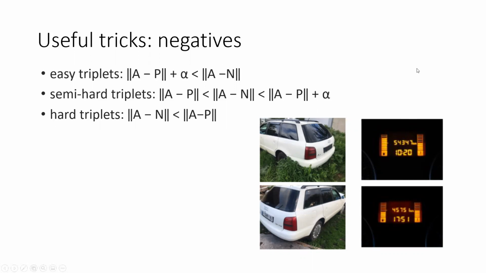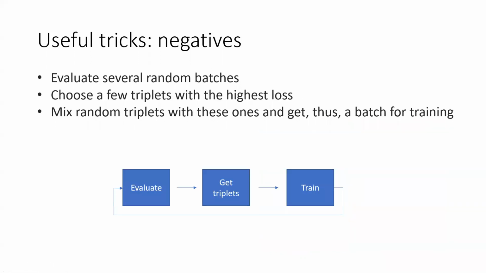And to do something about it, we can evaluate several random batches of triplets. So we can find the triplets with the highest loss, and then we can train on these triplets with the addition of random triplets. This makes us not only train on the hardest examples, but also add some randomness, so as not to overfit to the highest loss.